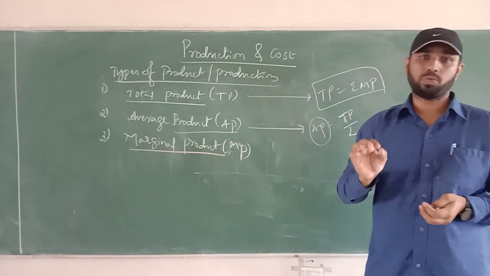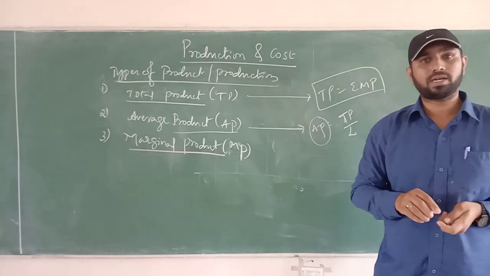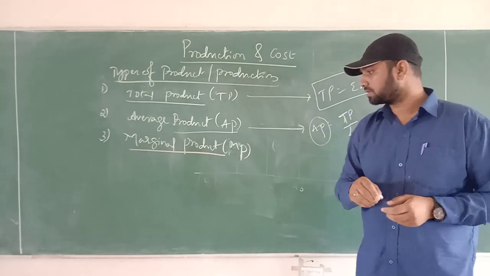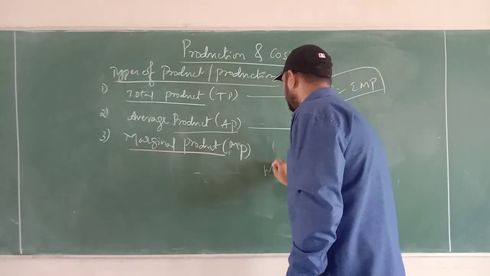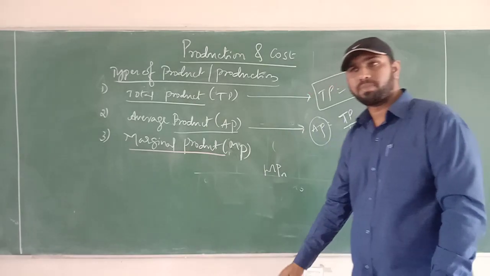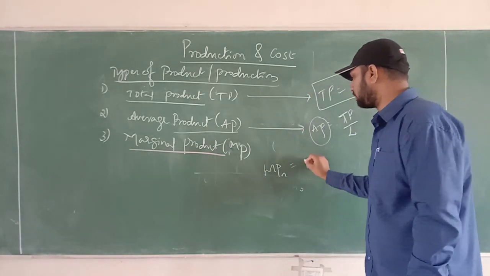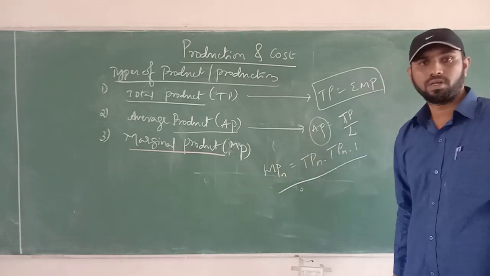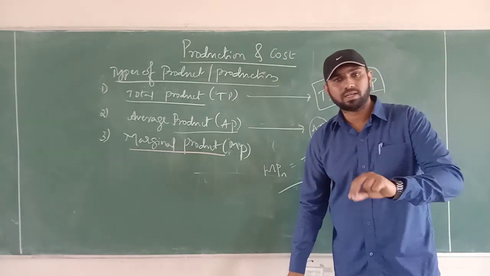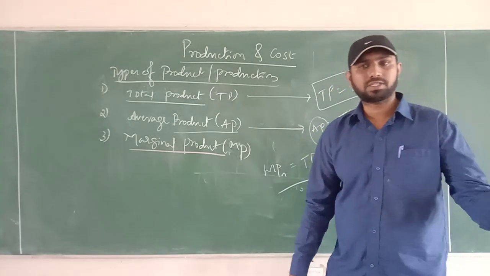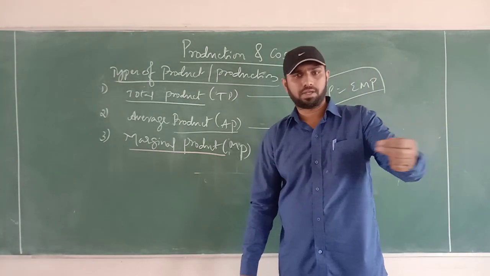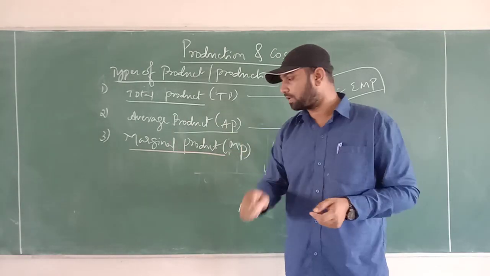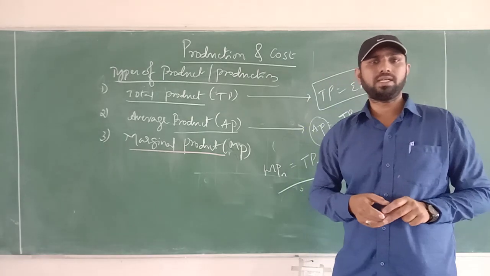The formula is very simple, and it is guaranteed for 1 or 2 marks, as it has been asked quite often in the last number of years. Marginal product is MPN, the marginal product of the nth unit. MPN equals TPN minus TPN minus 1. So when we employ additional input like additional labor or additional capital equipment, the additional output we produce is called the marginal product.